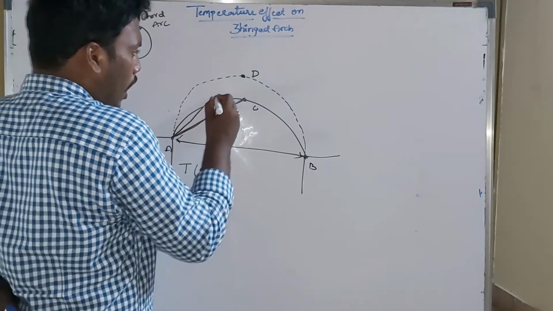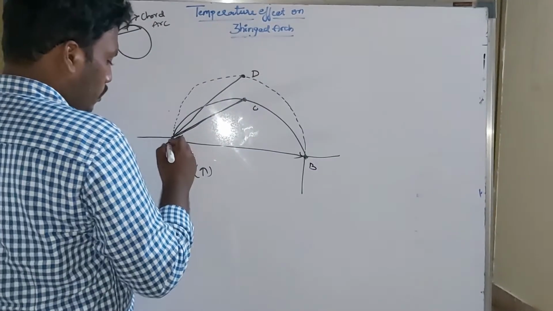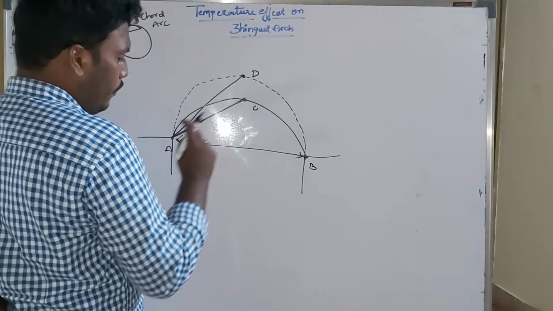So let us take this arc as AD. So we have two arcs now, AC and AD.